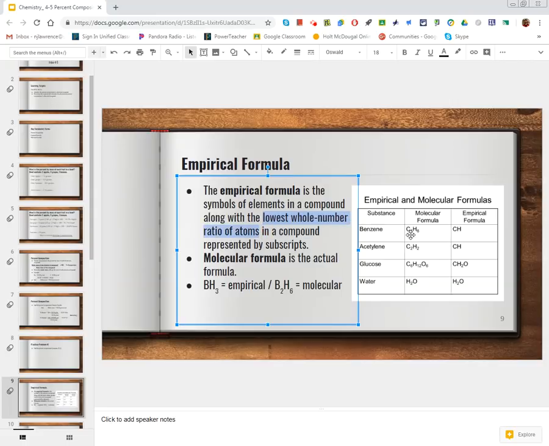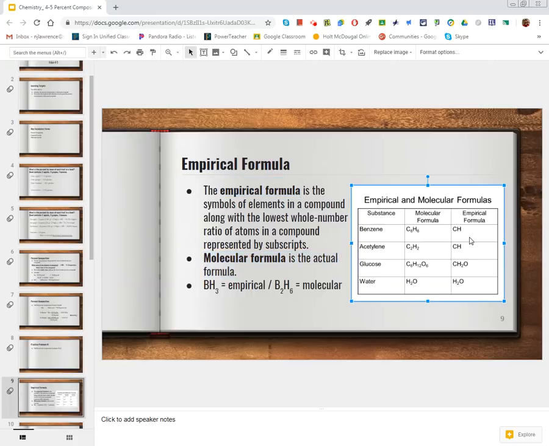So again, my molecular formula might be C6H6. A molecular formula is showing you the actual chemical formula of your compound, but the empirical formula is the term we use when we're talking about the lowest whole number ratio. So again, here's a 6:6 ratio. If I reduce that to the most common terms, it's going to be just a 1:1. This molecular formula is C2H2, but I can reduce it to C1H1.